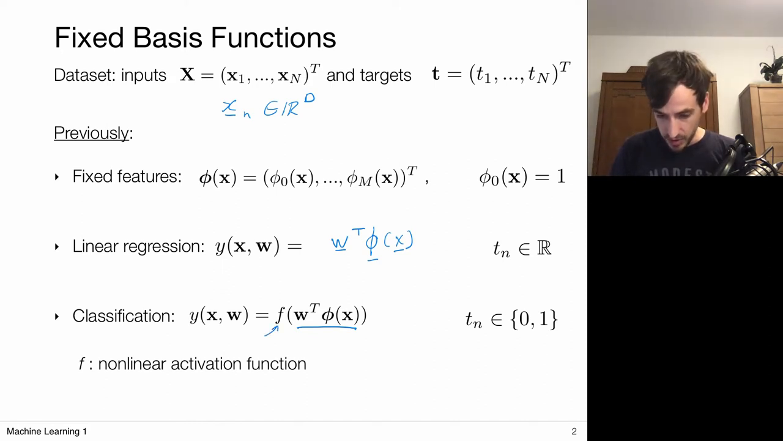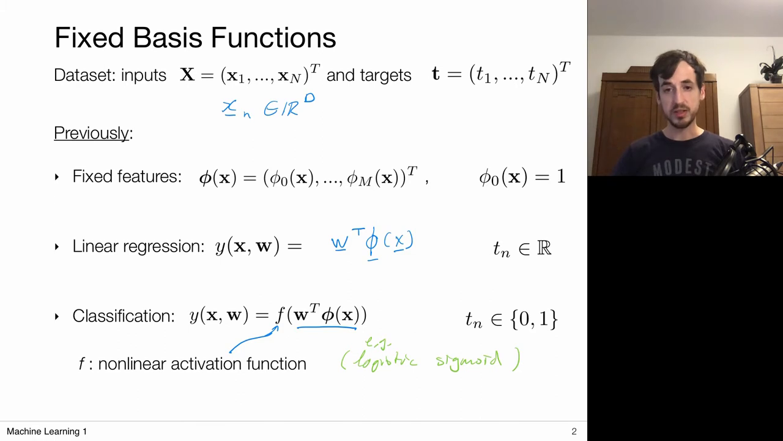But we have this nonlinear function over here, so this nonlinear activation function. So for classification, we considered so far generalized linear models. So a linear component, linear in w, but overall nonlinear because we have this activation function. Okay, so that's what we've seen so far.